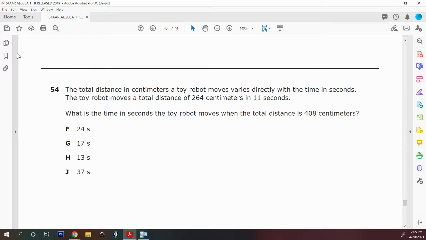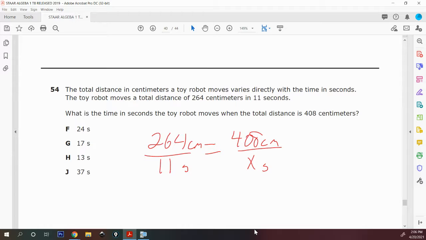The total distance in centimeters a toy robot moves varies directly with the time in seconds. A toy robot moves a total distance of 264 centimeters in every 11 seconds. So this is centimeters, seconds. All right, it says, what is the time in seconds when the total distance is 408 centimeters, and we want to know x seconds. Notice that they line up, centimeters, centimeters, seconds, seconds. So we're going to cross multiply.